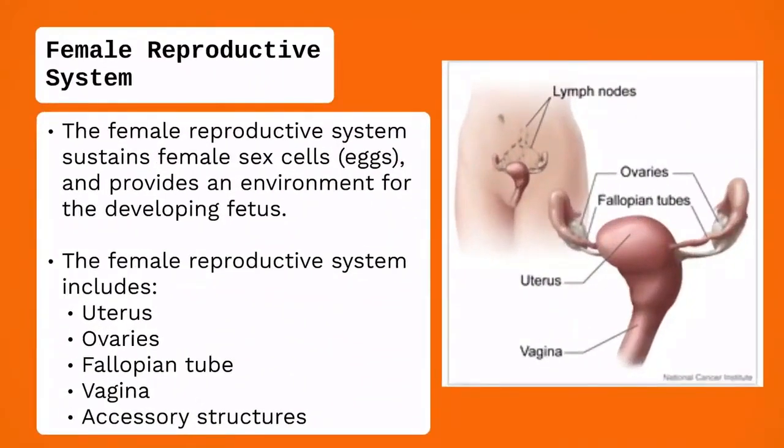The female reproductive system, on the other hand, sustains female sex cells or eggs and provides an environment for the developing fetus. The female reproductive system includes the uterus, ovaries, fallopian tube, vagina, and accessory structures.